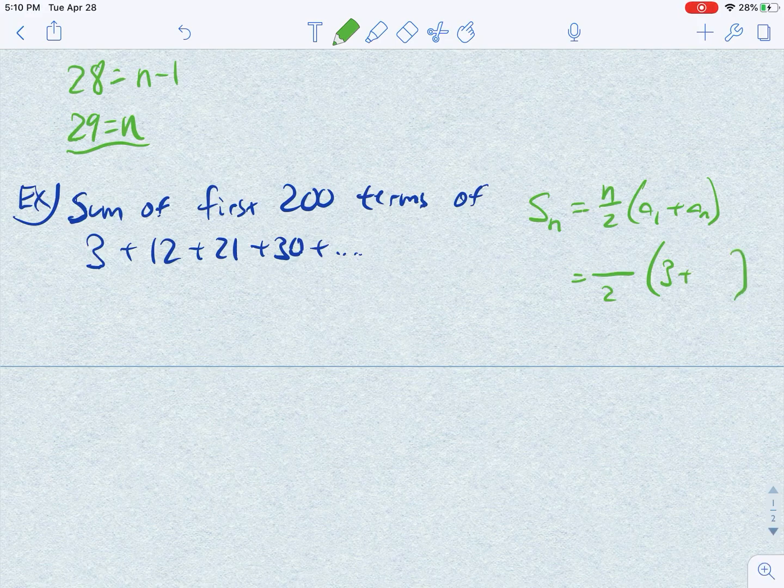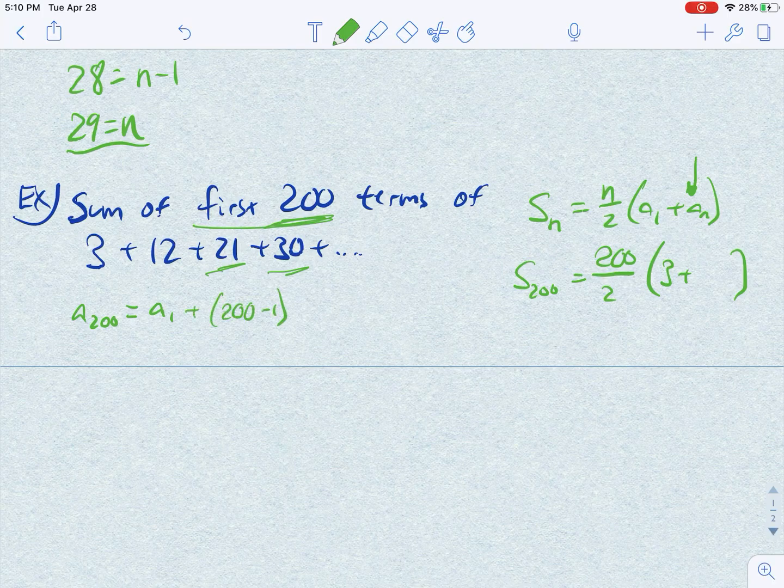So think through, what do we need? We need the first term. Oops. We need the last term. So we know the first term is 3. What's the number of terms? They said 200 terms, so 200. All we need now is the nth term. What is the 200th term of the sequence?